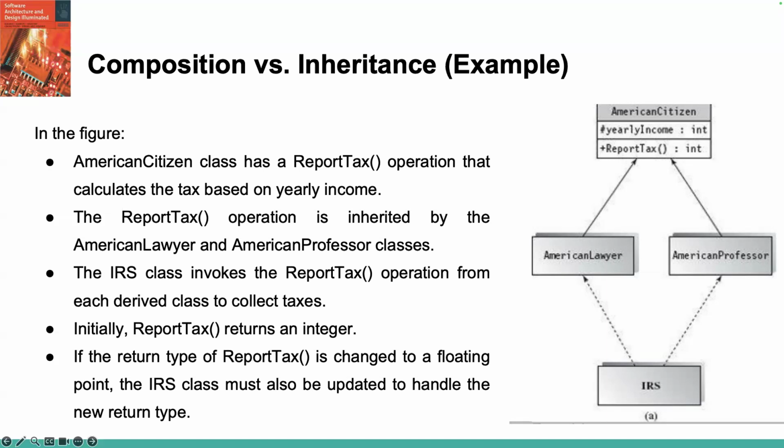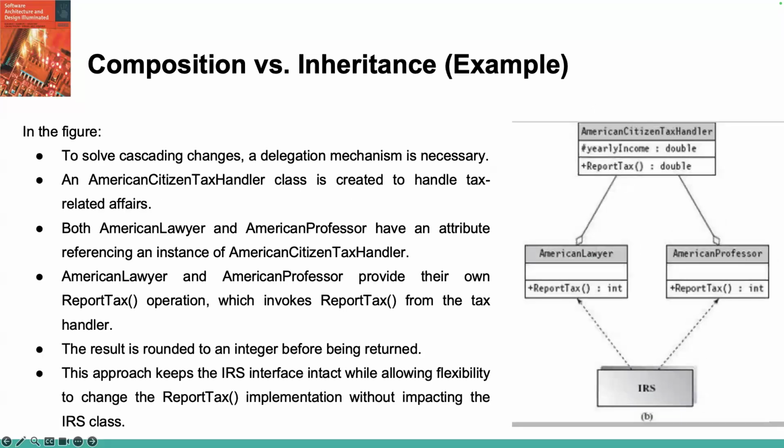This adjustment allows for more precision in tax calculation. With this change, the IRS class, which processes the tax information, must also be updated to handle the new return type. This example illustrates the importance of maintaining compatibility across related classes in object-oriented design. Changes in one base class can affect the behavior of classes that depend on it, requiring updates throughout the system.